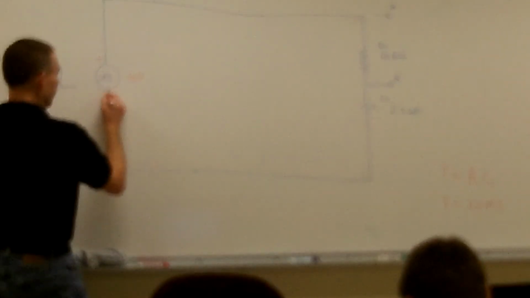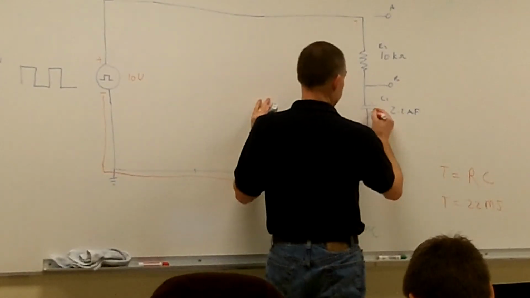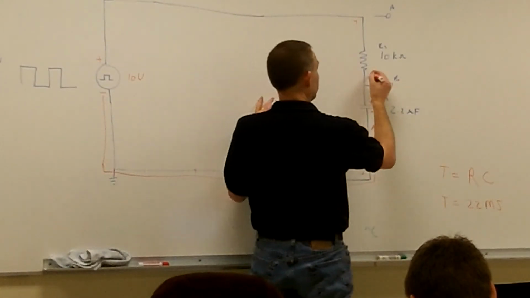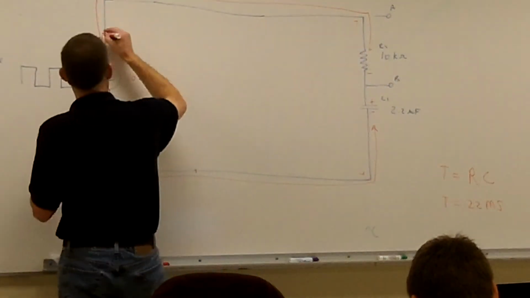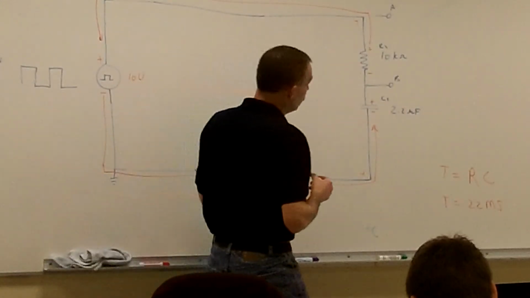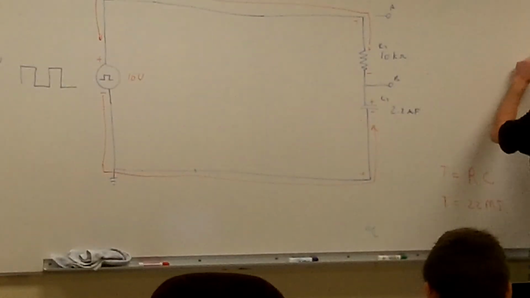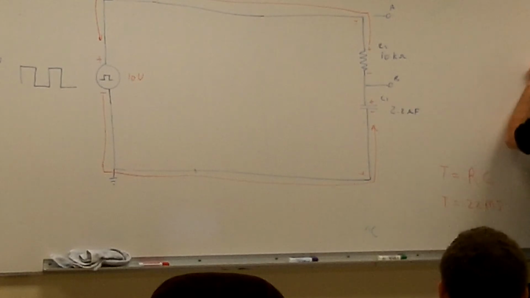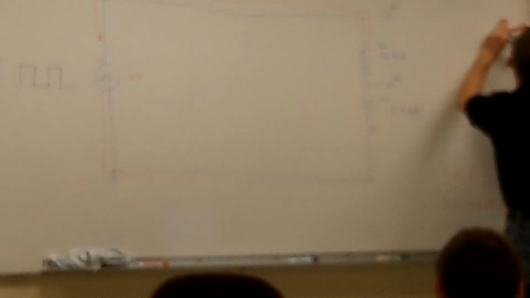So now my current is going to start to flow. My capacitor is going to act like a short. Polarity across the capacitor is going to be negative, positive. The current is going to start flowing through the resistor and then back into my source. So this is going to be my source.